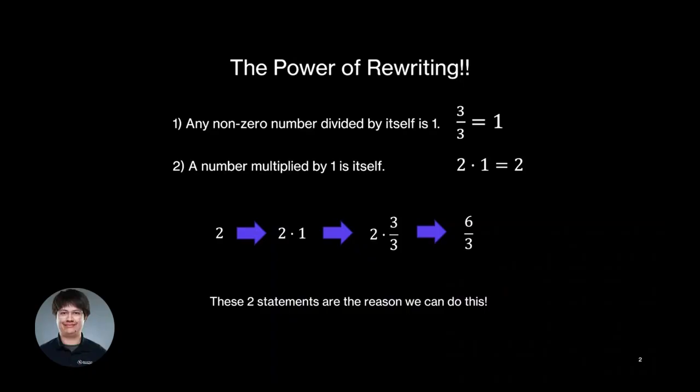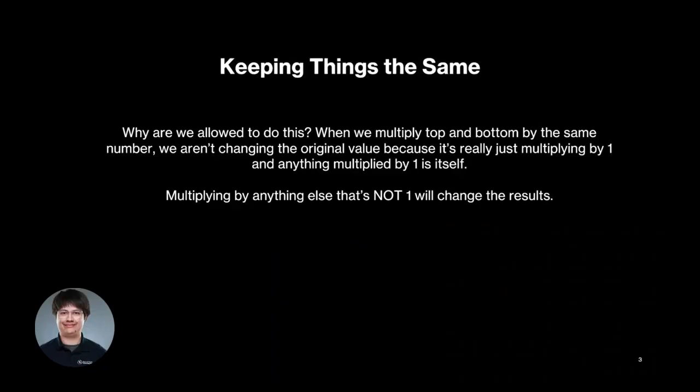This must be done for us to be able to add and subtract fractions. Well, if we don't multiply by the same number top and bottom, then the value changes, which causes us to get an incorrect answer. Let's see what I mean here.